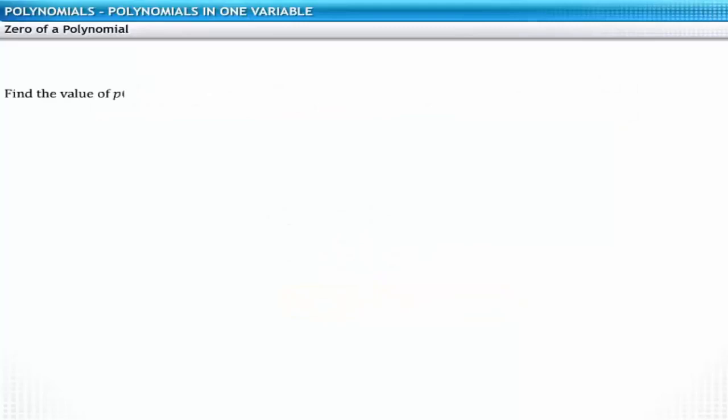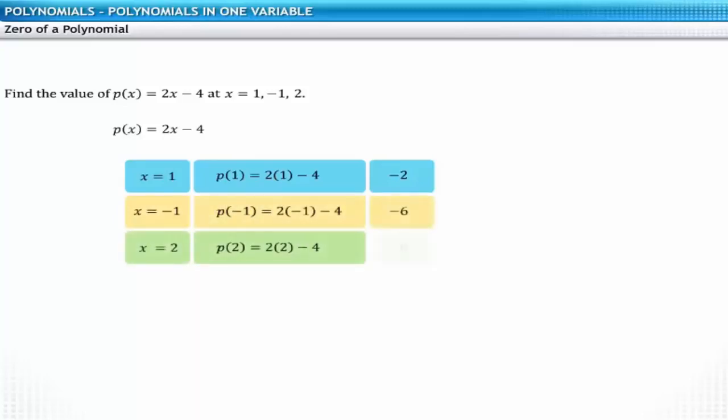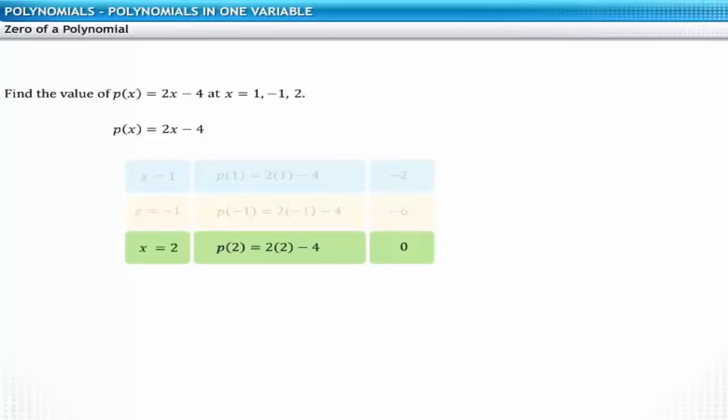Find the values of a linear polynomial p of x is equal to 2x minus 4 at x is equal to 1, minus 1, and 2. Let's solve the polynomial for each of these values of x. First, substitute x with 1 in the polynomial. The value of the polynomial is -2. Similarly, the value of the polynomial for x is equal to -1 and x is equal to 2 is -6 and 0 respectively.